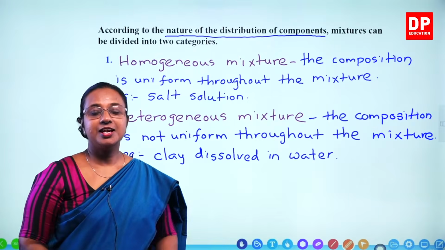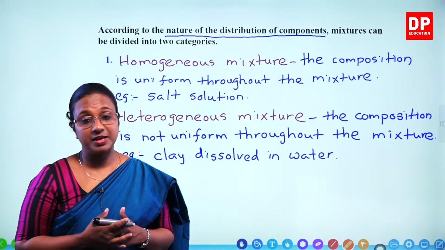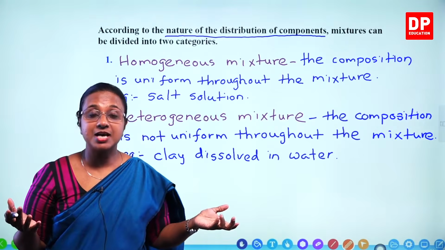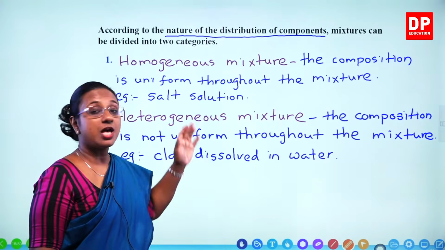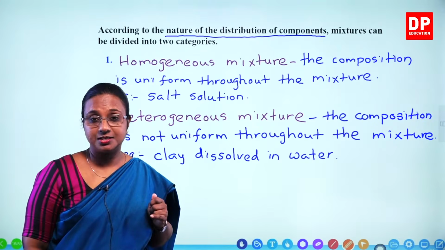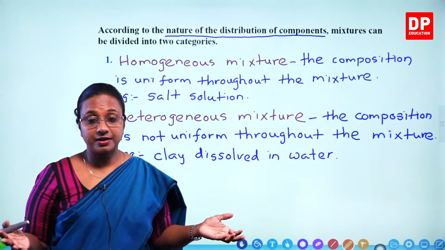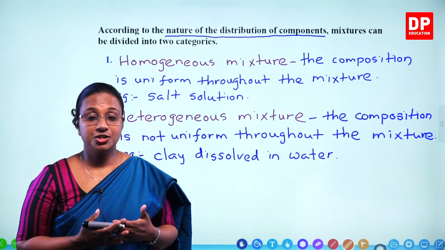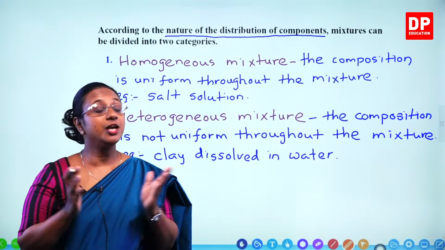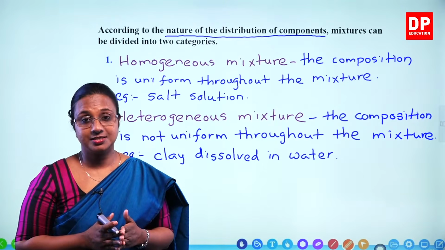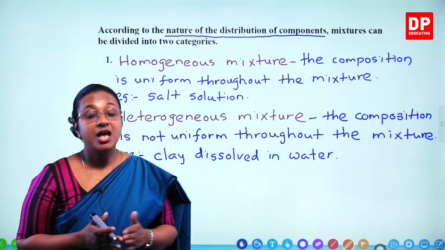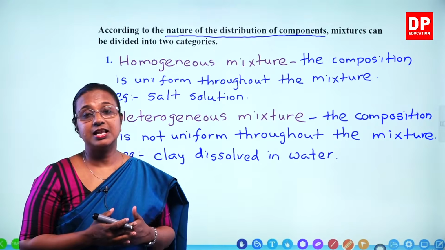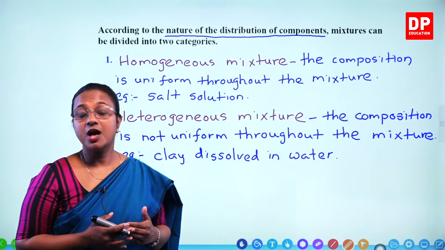So students, now you know the two types of mixtures. And here the word homo means same type. So the composition is uniform throughout the mixture. Hetero means different. The composition is different throughout the mixture. So if you can remember the name, you know what the solution or the mixture is. With that understanding, we will learn in more detail the two different types of mixtures.